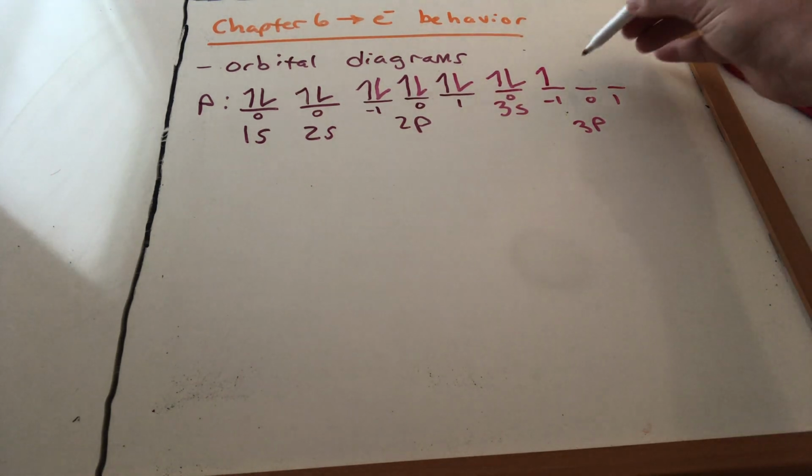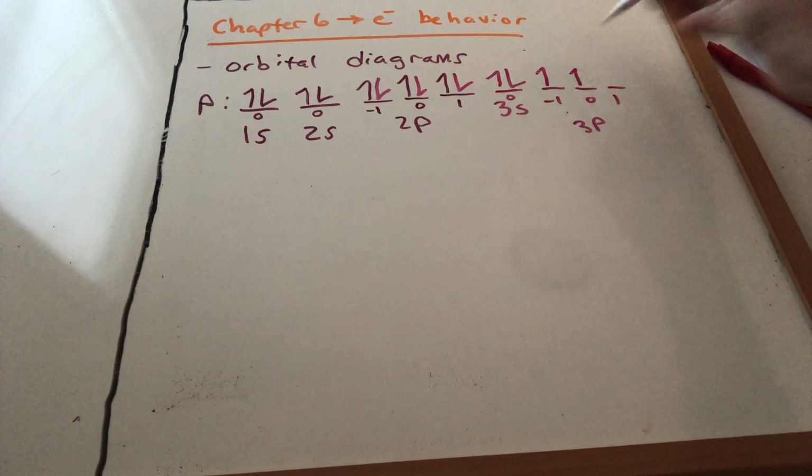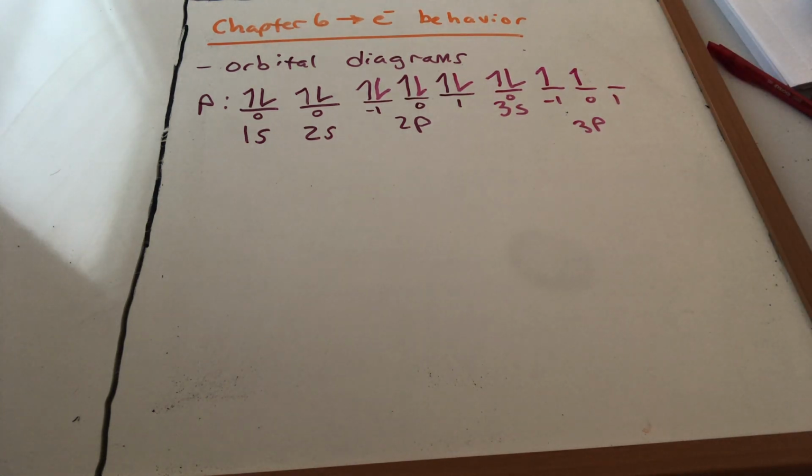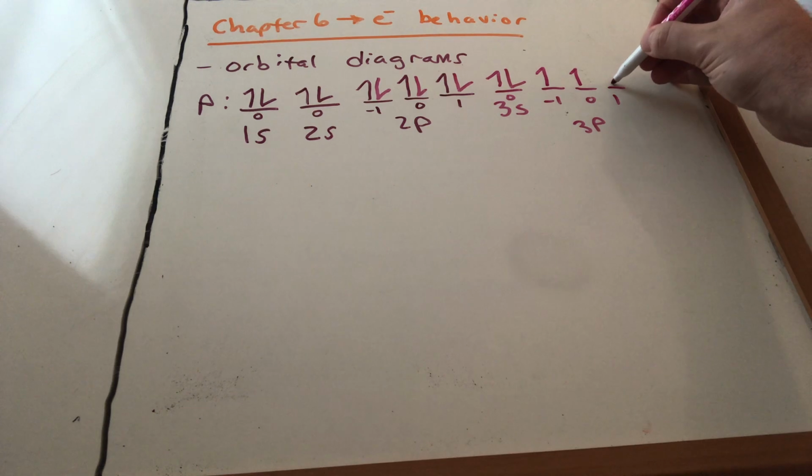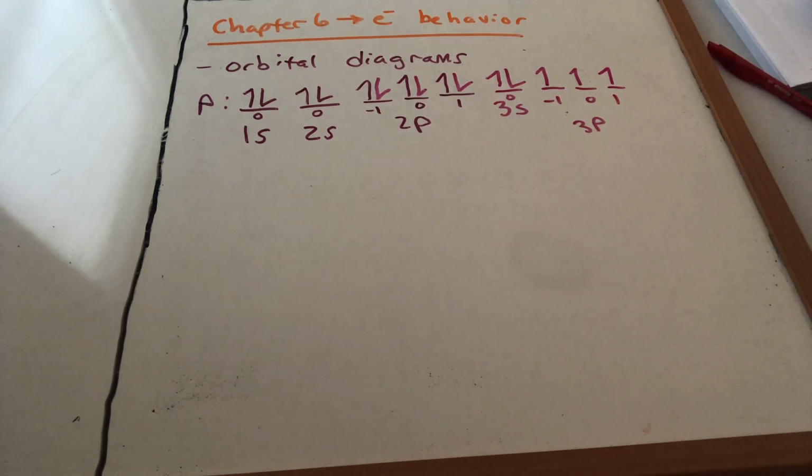What about silicon? Well, we use Hund's rule, one in each before we double up, okay? And now finally we're at P. And where's it going to go? It's going to go right there.